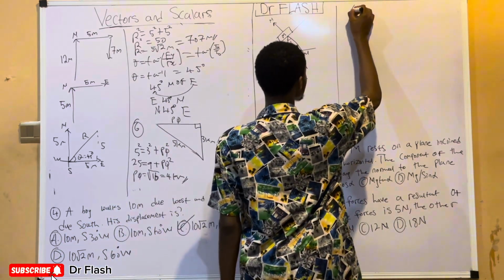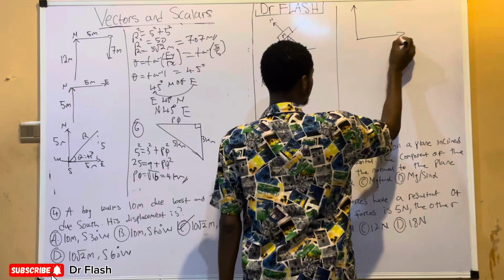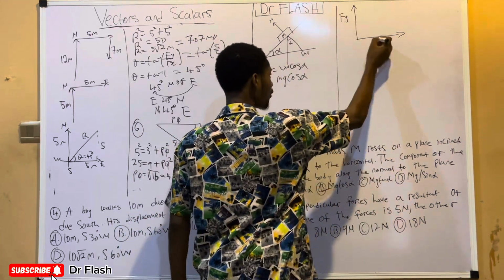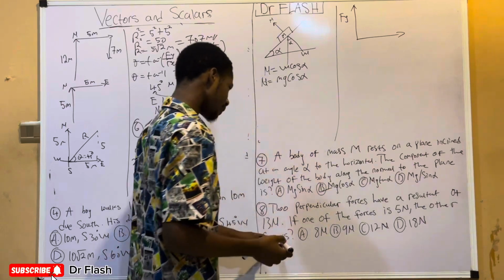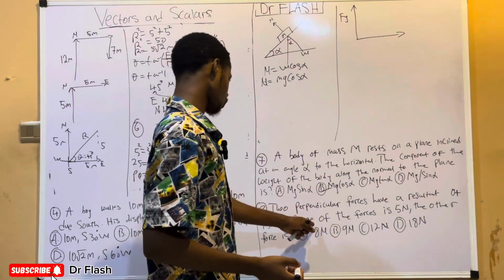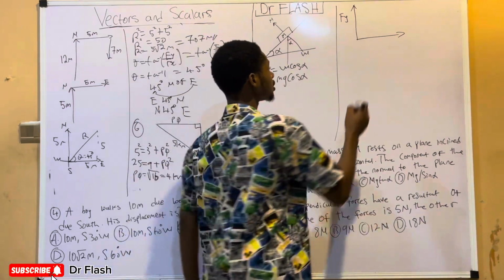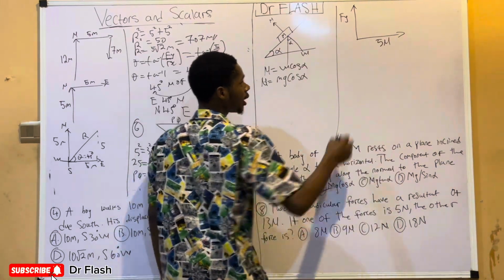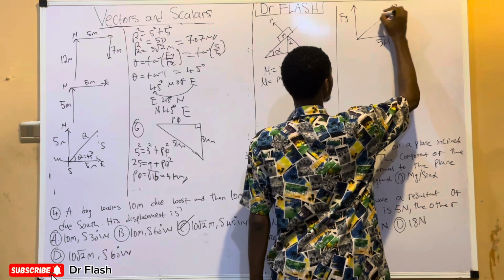So they said the two vectors are perpendicular. Let's say these are the two vectors that are perpendicular. Let's say we're looking for the one for y. So we have F of y, and we're given one as 5 newtons. How do I know this one is 5 newtons? Simply because they said the resultant is 13 and the resultant is drawn like this. So we have 13.